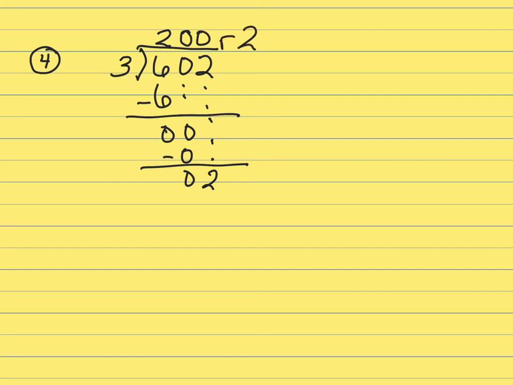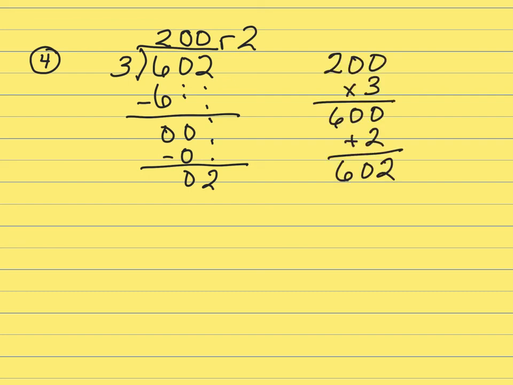So right here, I can see that 203 times 3 is going to be 600 plus 2 is going to equal 602. So I know that my answer is correct. So let me do the multiplication and you can come back and check yours. Okay, so I have 600 and 602. My answer is correct.